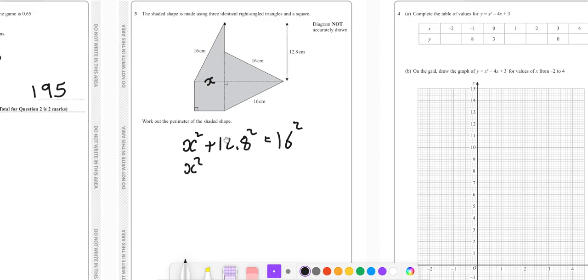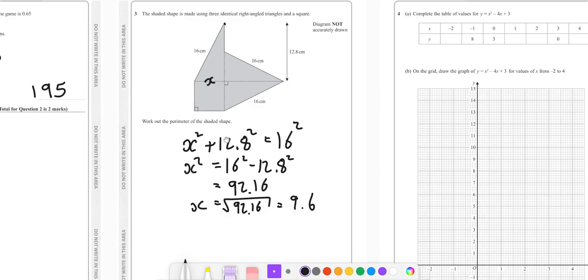So x squared equals 16 squared minus 12.8 squared, which we can work out. 16 squared minus 12.8 squared is 92.16. So x is the square root of that, which is 9.6.